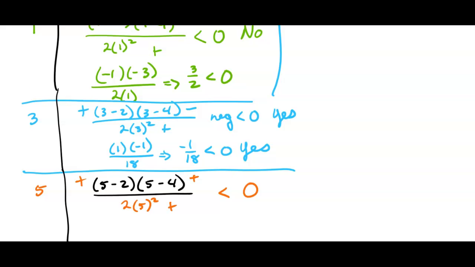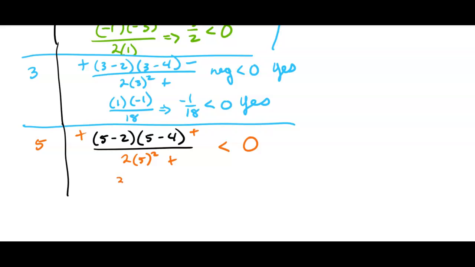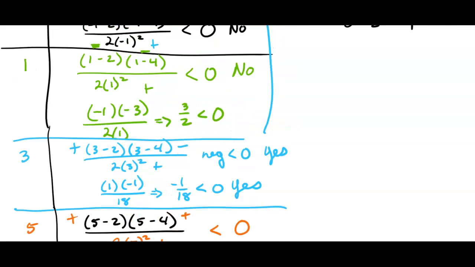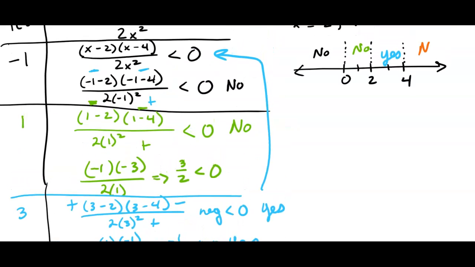But again, if you want to write out the numbers, you'd get 3 times 1 over 50. Because 5 squared is 25, 25 times 2 is 50. All right, so you get 3 over 50. Is that less than 0? No, it's positive. So the positive number is not less than 0. So no. So after all that, we have 4 sections and only one of them worked.